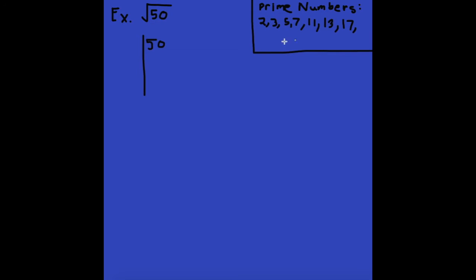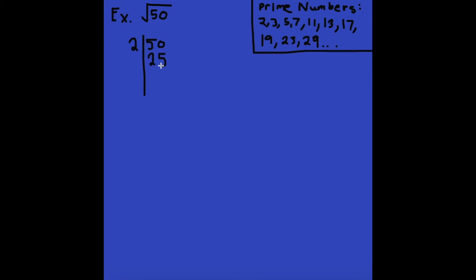The first way is to write 50 and draw a line to the left of it. Then write only the prime numbers that are factors of 50. Prime numbers include 2, 3, 5, 7, 11, 13, 17, 19, 23, 29, etc. So 2 is a prime number that is a factor of 50, so I will write 2 on the left side of the line. Then I do 50 divided by 2, which equals 25.